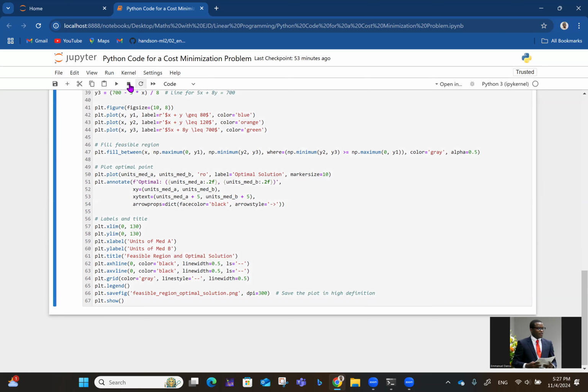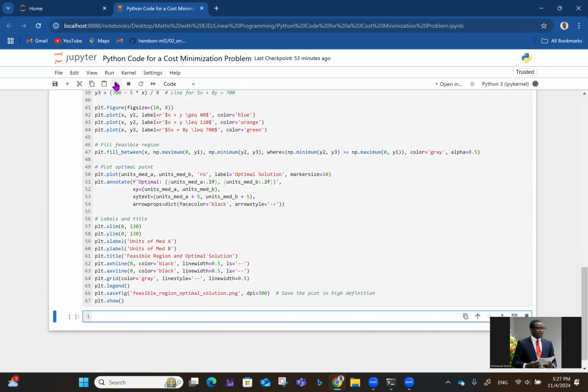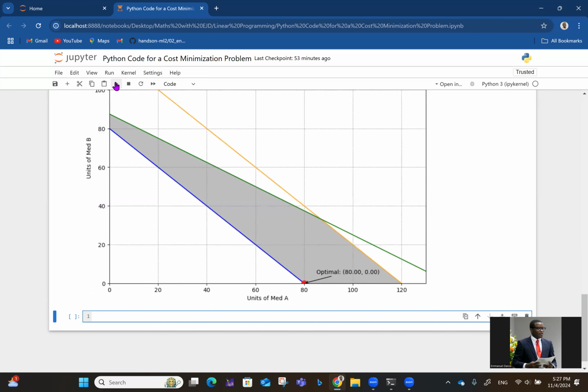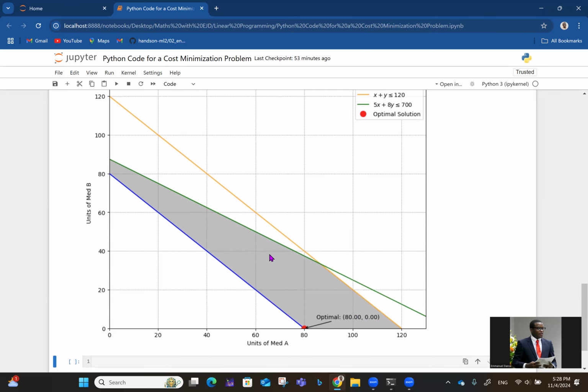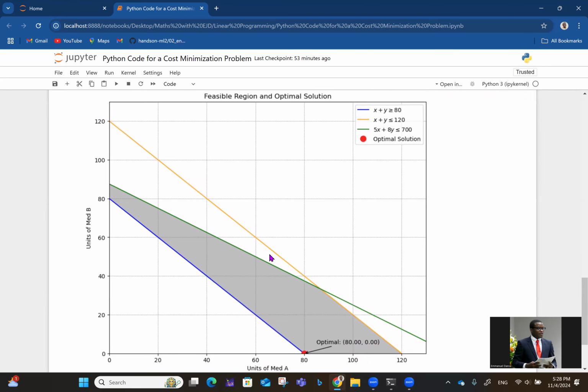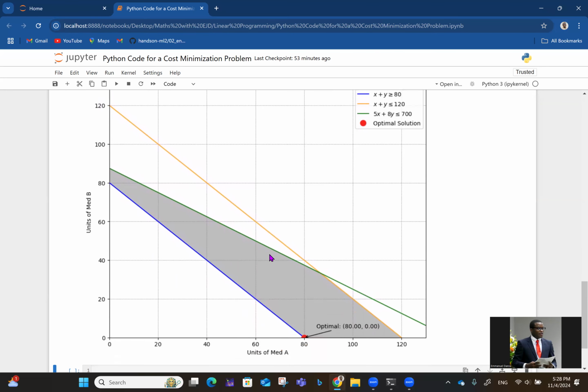So by the time you run this in one blow, you just get your results. Just like 30 seconds to 1 minute, you get your results. Yeah, that's it. So optimal solution for med A, that's 80, just like what we got manually, solving graphically. Optimum unit of med B is 0. We don't have to worry about that. The minimum cost is $400, just like we got. And this is the plot for that. So you have the values, you have the plots.